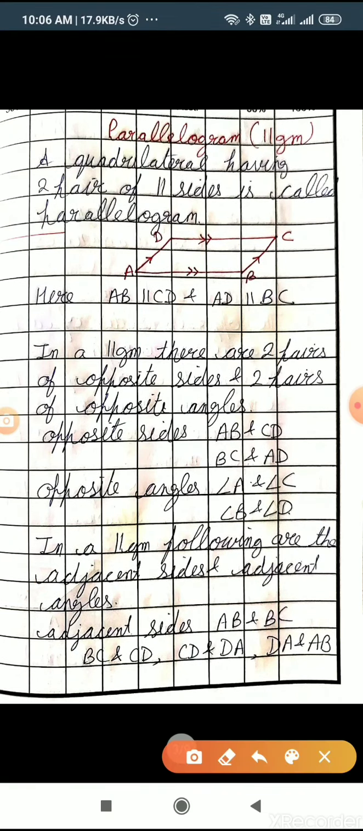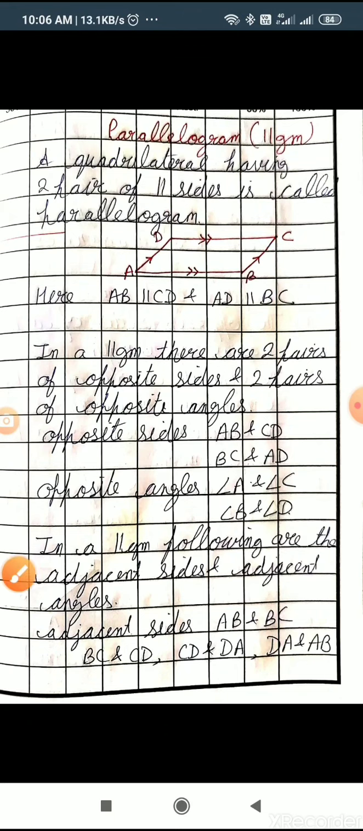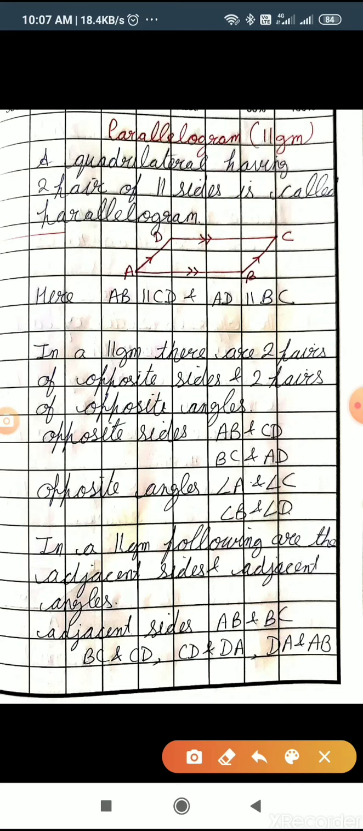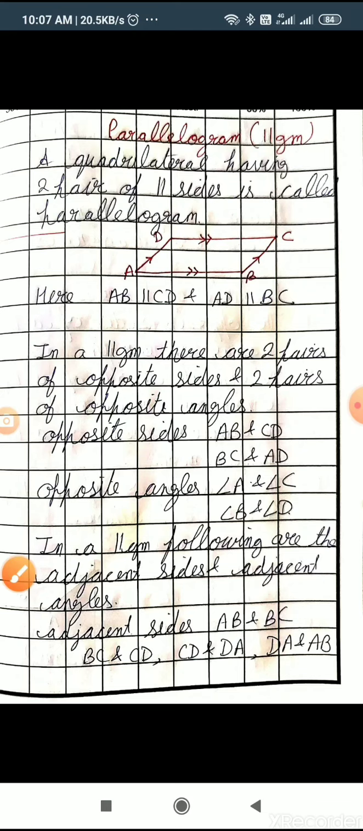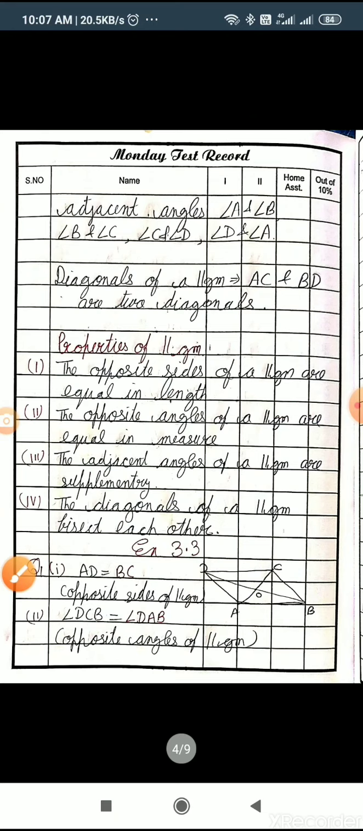The sum of angle C and angle D will be 180 degree. Similarly, the sum of angle D and angle A will also be 180 degree. Okay. Thereafter, the diagonals of a parallelogram bisect each other.